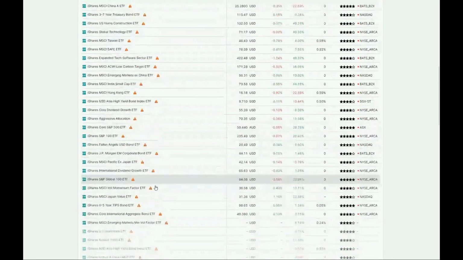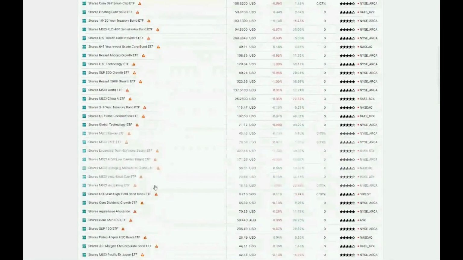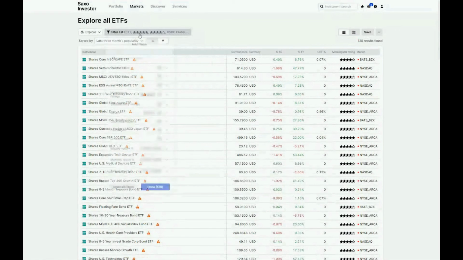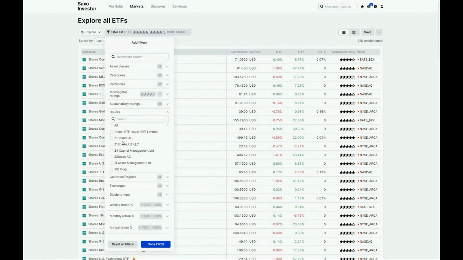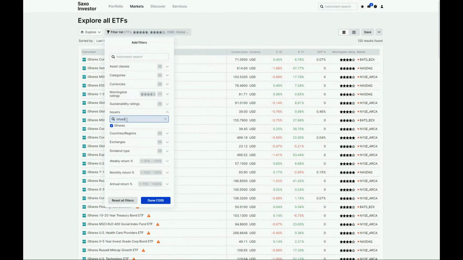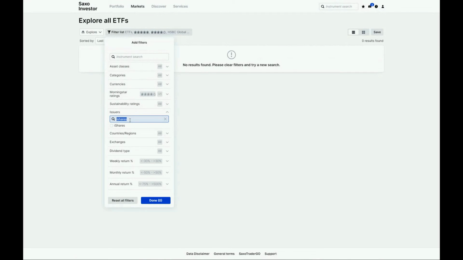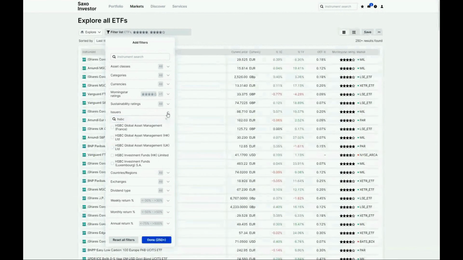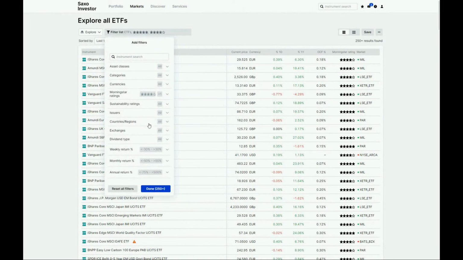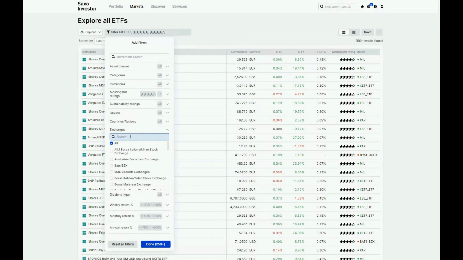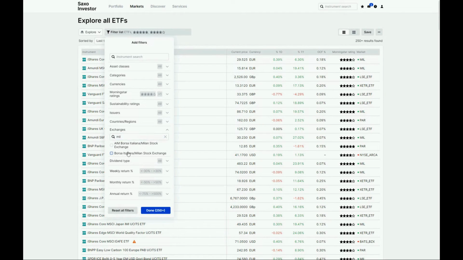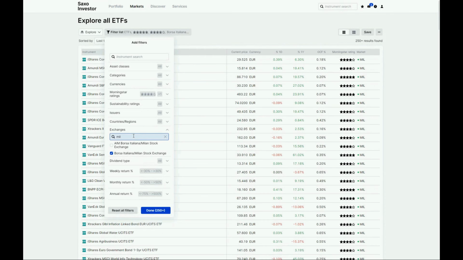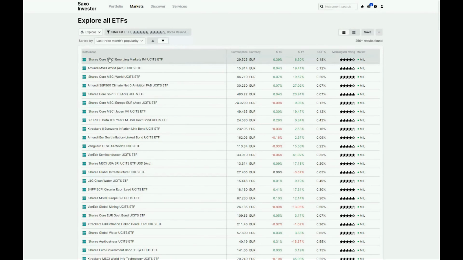Okay, there are a lot of problems with these ETFs, I can see. Let's remove iShares from the list. HSBC, we'll remove this, we'll do something else. Let's do exchanges. Exchanges are good, because then we can sort, so we don't have any US exchanges on the list here. So we can do Milano. Okay, now we're looking at Milano.